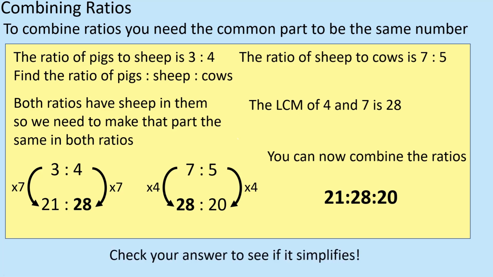Please make sure when you've done that to see whether or not it simplifies. If you've done your job correctly, it probably won't, because we've looked for the lowest common multiple. But maybe you've chosen a higher one, which might mean it would simplify, so of course you need to check. Looking at these three, this doesn't simplify at all.